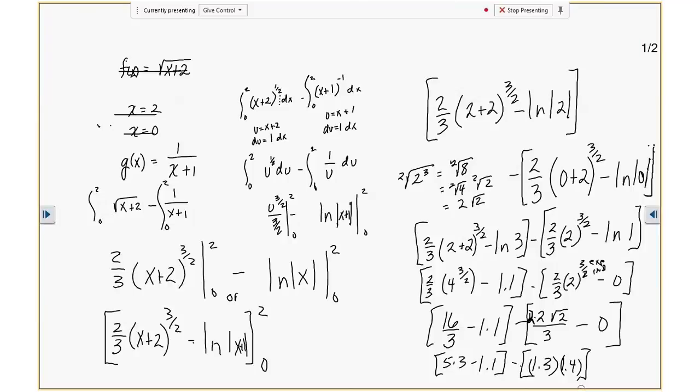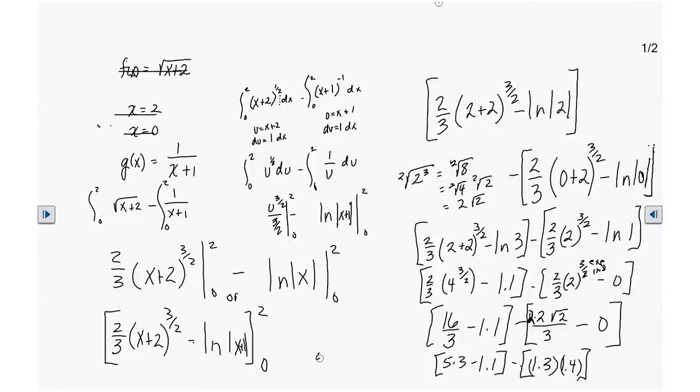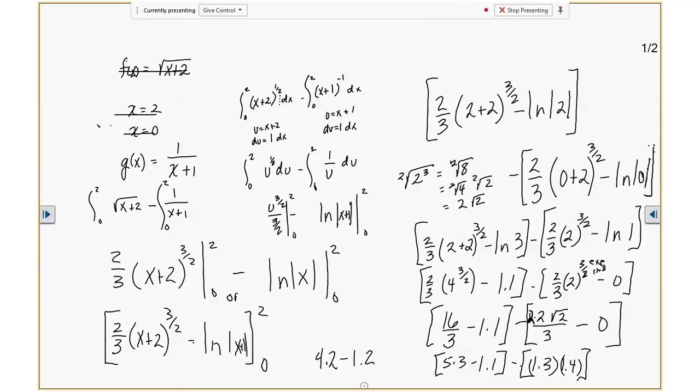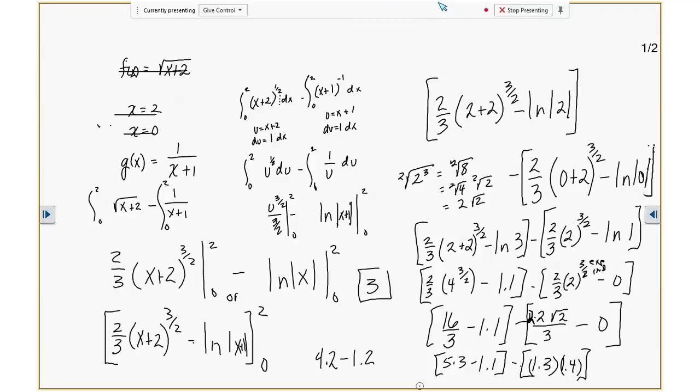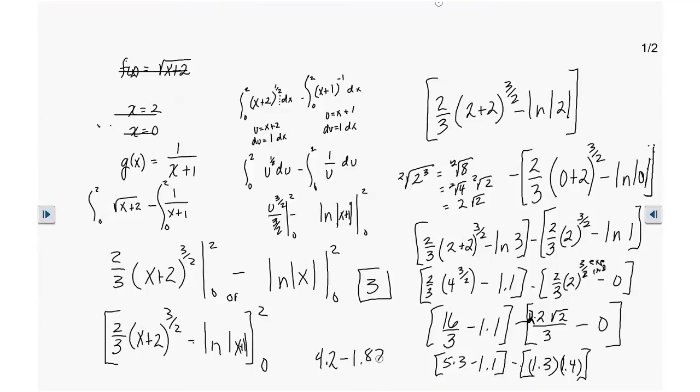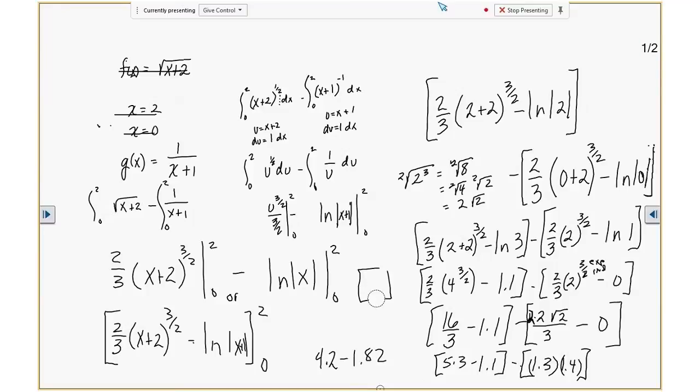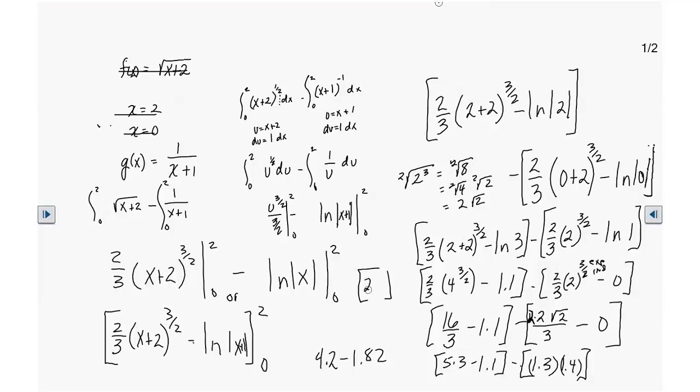And you said this is going to be 4.2. 1.2 minus 1.82. And that comes out to be what? I thought you said this is 1.2. Okay, 1.82, 1.2, there's no difference. 1.82, which comes out to be what? 2.4 is good enough.